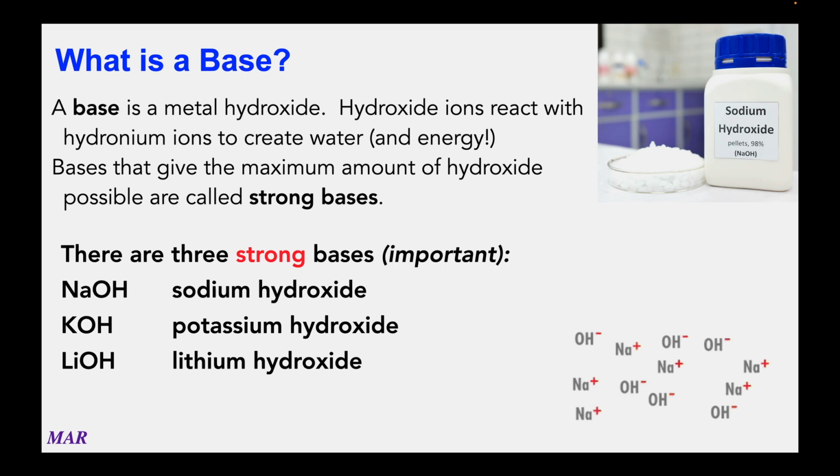So just like with acids, there are strong bases and weak bases. There are 3 strong bases you really need to know and memorize. Sodium hydroxide, potassium hydroxide, lithium hydroxide. Those dissociate 100% into the metal ion and hydroxide. So NaOH goes to just Na plus and OH minus. Same thing for lithium and potassium hydroxide. They will break up into K plus and OH minus, for example.